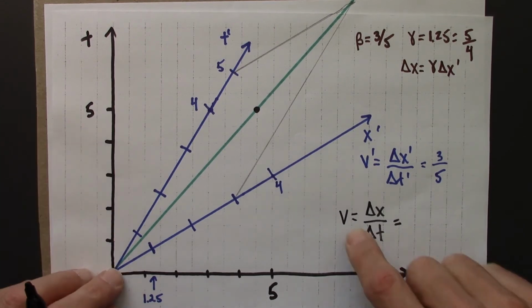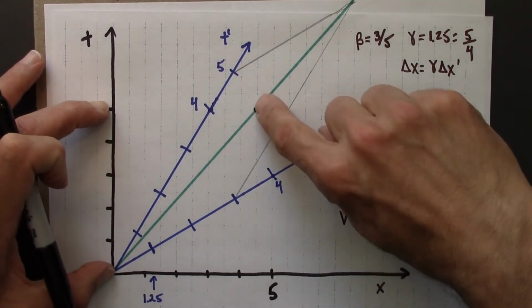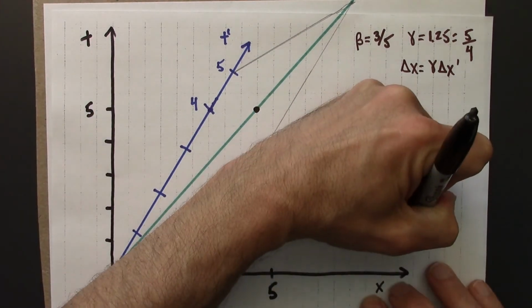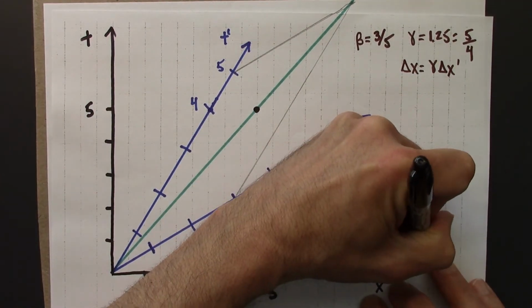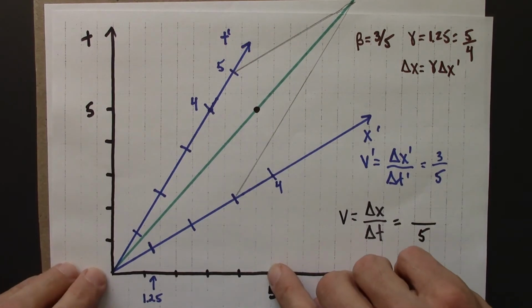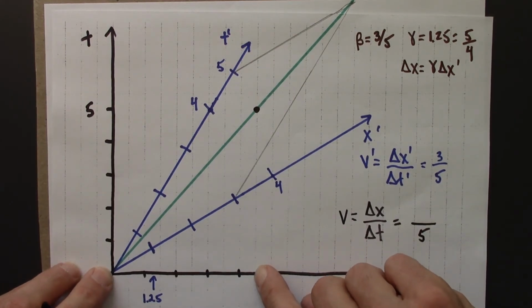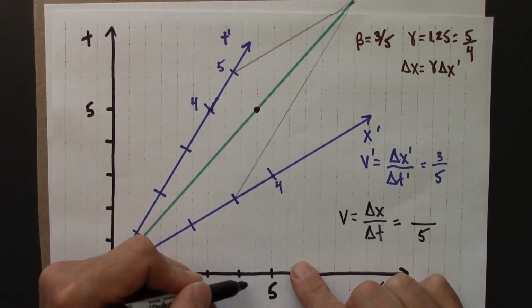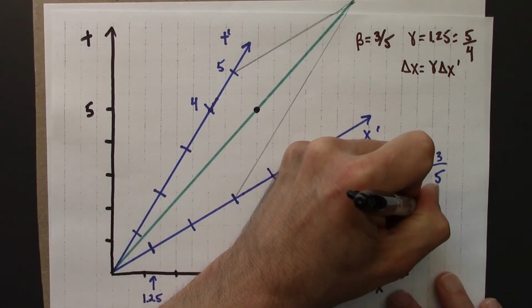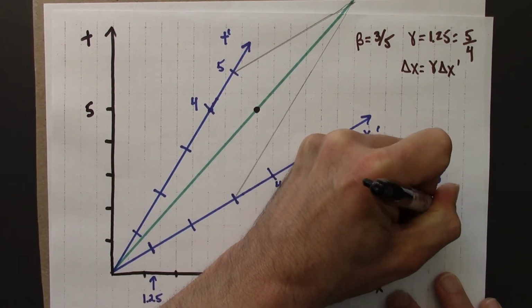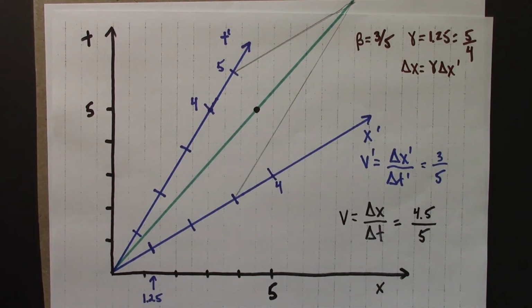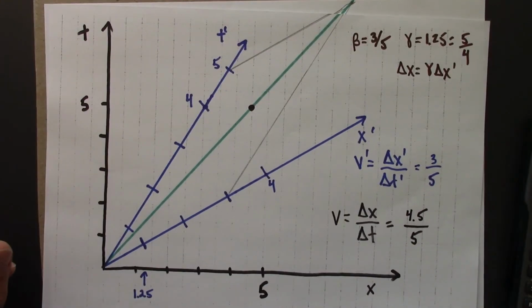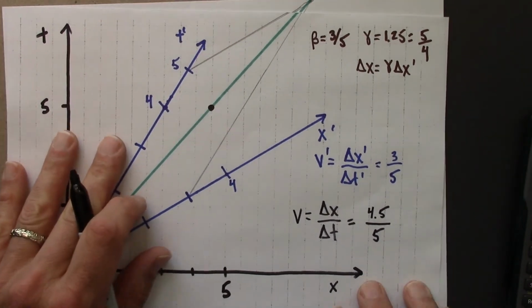So let's see. Delta t, I chose to be 5, just for convenience's sake. Delta x, it's less than 5. It looks to be about 4.5. So I'm just going right down here. This is 4, that's about 4.5. So 4.5 over 5, I think that's 0.9. Yep, should have been able to do that in my head.